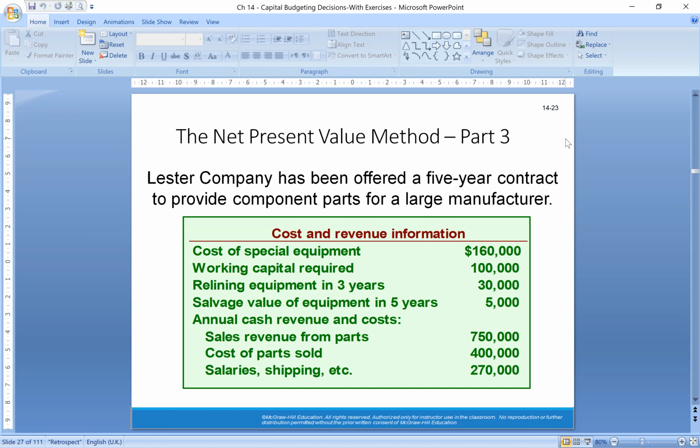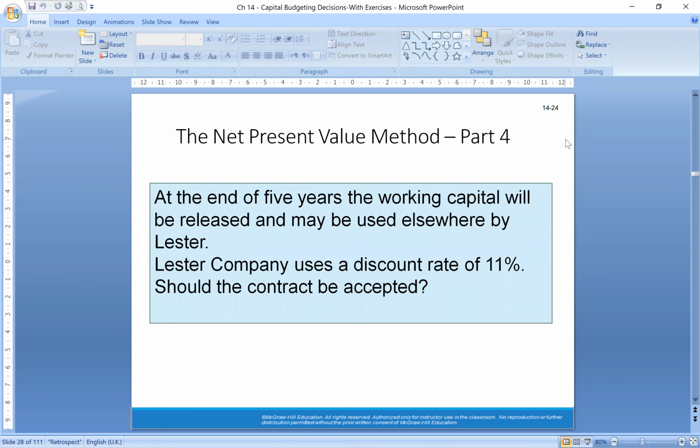Annual cash revenues and costs. Sales revenues from the parts, $750,000. The cost of parts sold, $400,000. Salaries, shipping, and other costs, $270,000. At the end of the 5 years, the working capital will be released and may be used elsewhere by the company. Leicester Company uses a discount rate of 11%, which is equivalent to the market rate, okay? Should the contract be accepted or not?